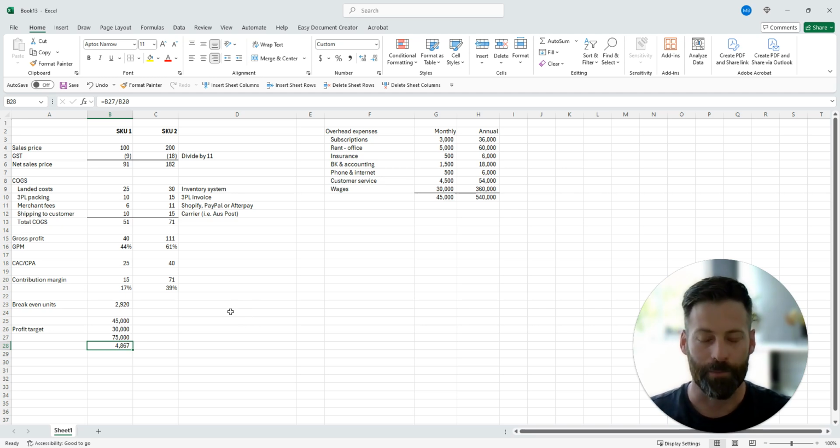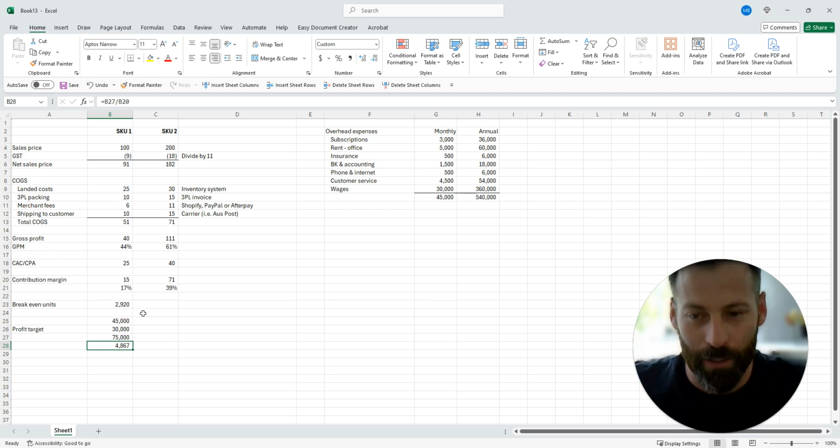Obviously, I've used a pretty basic example there by saying, let's just look at one SKU. Now, you're going to have many SKUs, potentially thousands. You can get a weighted average of how many of those SKUs you sell and use that data to understand what your weighted average break-even is per unit. I'm not going to go into that detail in this video because it's way too much detail. It would take way too long.